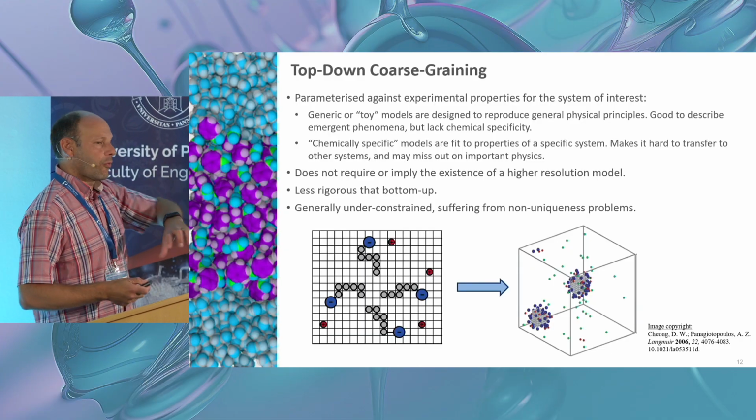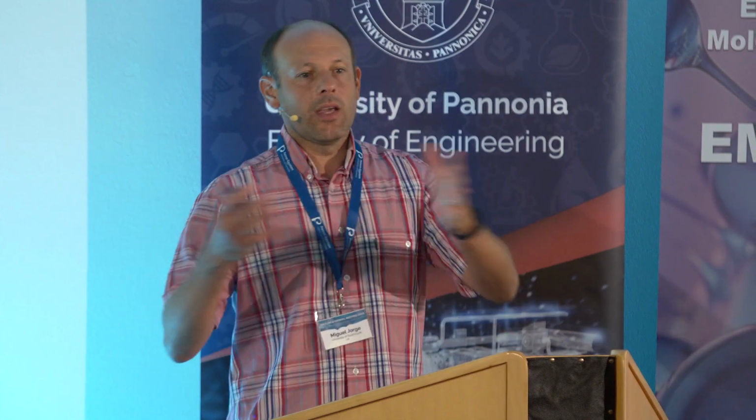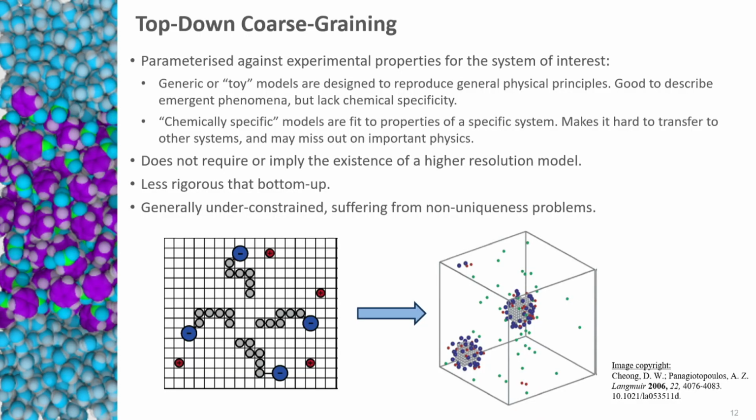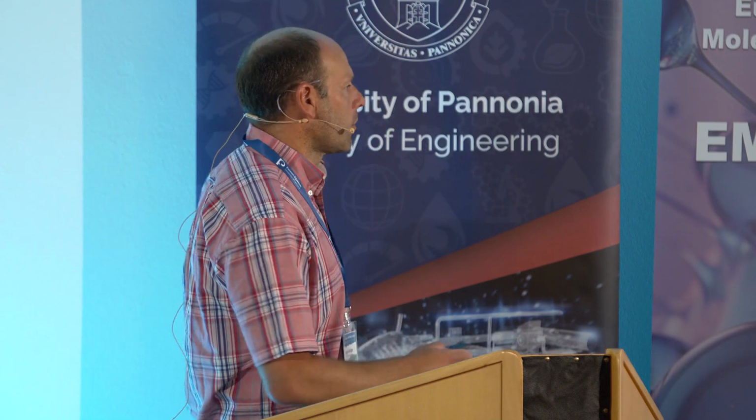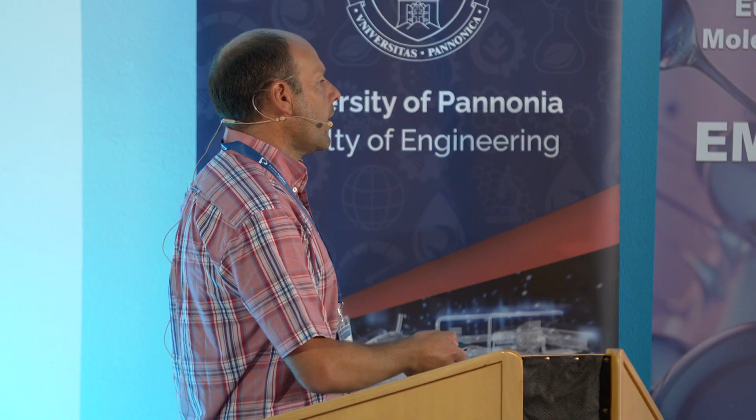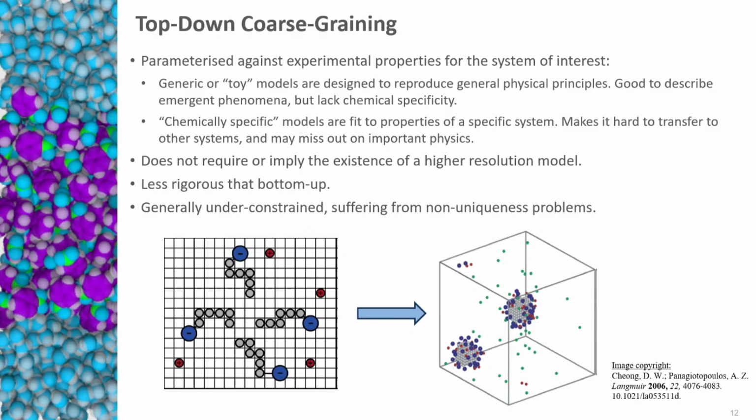Or you can use a fit to a subset of experimental properties, and they're what we would call the chemically specific models, but then they lose transferability when you move away from that fit. So essentially, they do not require or imply the existence of a higher resolution model. The downside is that they tend to be less rigorous because they're not based on first principles, and they're generally under constraint. So it's non-unique, right? Depending on how you parameterize, you get completely different approaches.